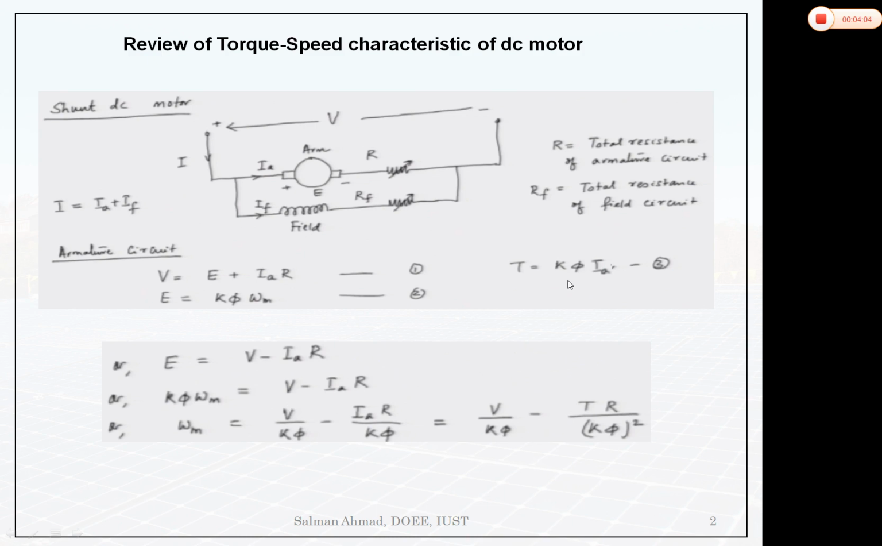One K phi is coming from this equation, and one K phi is here. So multiplication of these two will result in square. So this is the basic equation of speed torque of shunt DC motor.